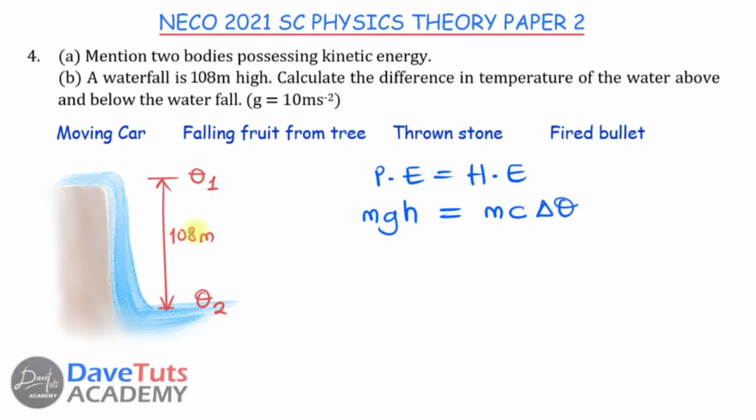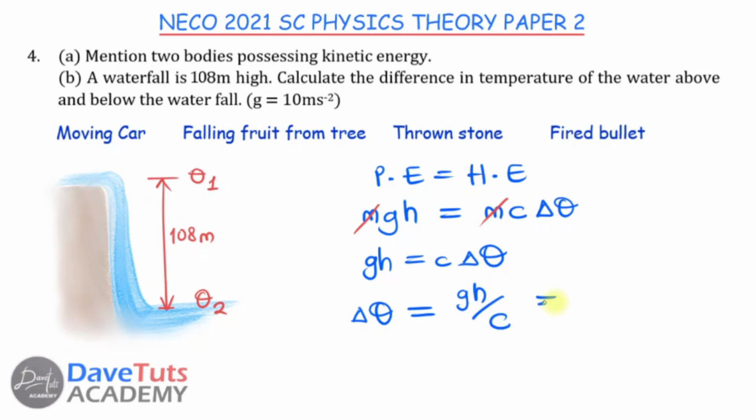That change in temperature is the difference between the theta 1 at the top of the waterfall and theta 2 at the base of the waterfall. Okay, so we can just call that change in theta. You can see from this formula that the mass is going to cut out, and then we have GH is equal to C multiplied by the change in theta. So the change in theta, which we are asked for, we can obtain by using GH divided by C.